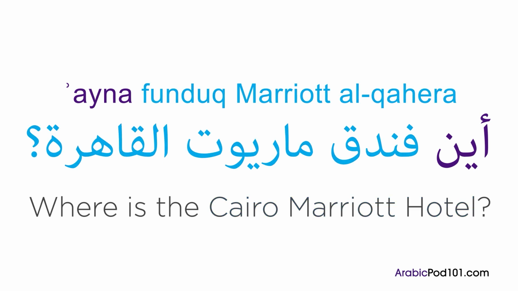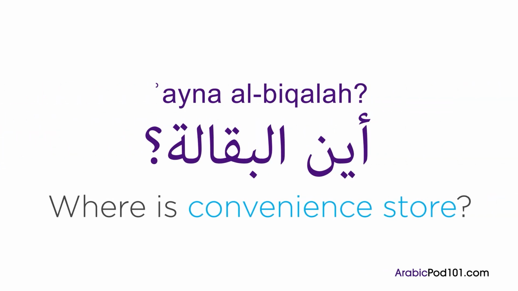Convenience store in Arabic is بقالة. Where is the convenience store would be أين البقالة؟ Repeat it one last time. أين البقالة؟ You can ask where anything is in Arabic by saying أين and then adding the place or location. In this final lesson, you learned how to say thank you, excuse me, sorry, and to ask where something is in Arabic. And in this series, we introduced you to the basics of Arabic pronunciation, grammar, writing, and more.